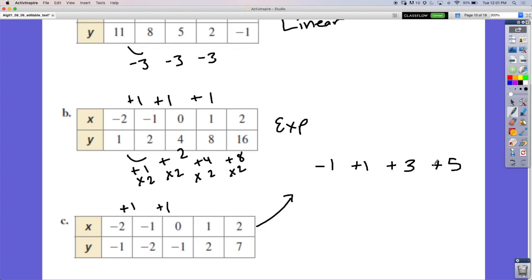Here's the next thing you're going to check. This is the first set. The second differences: from here to here, from here to here, from here to here. What are the differences here? From minus 1 to plus 1, from plus 1 to plus 3, from plus 3 to plus 5. The second level changes are constant. So if the second level changes are constant, it's a quadratic.